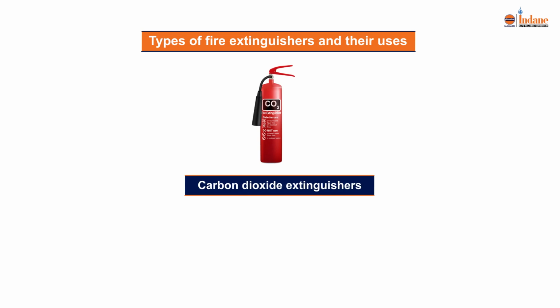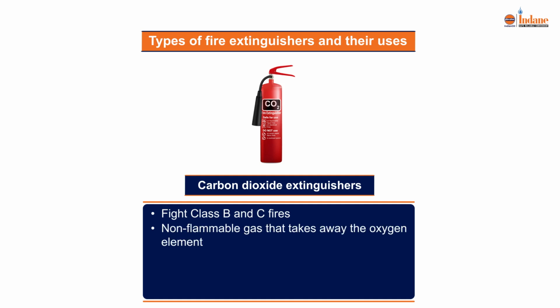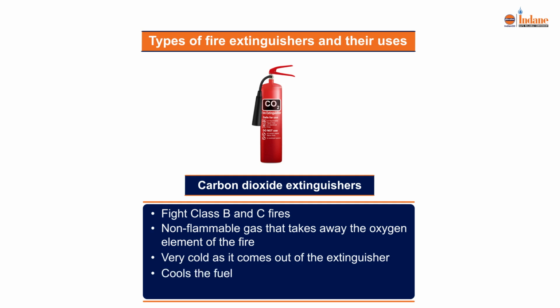Carbon dioxide extinguishers are used to fight Class B and C fires. Carbon dioxide is a non-flammable gas that takes away the oxygen element of the fire. Carbon dioxide is very cold as it comes out of the extinguisher, so it cools the fuel as well. It is useful for offices and electrical fire.